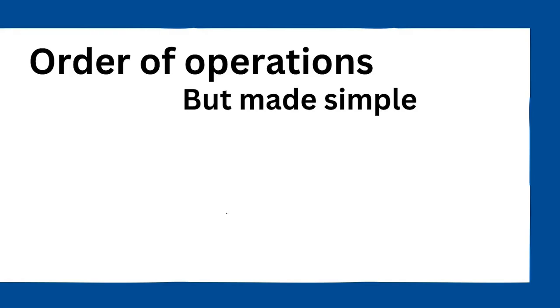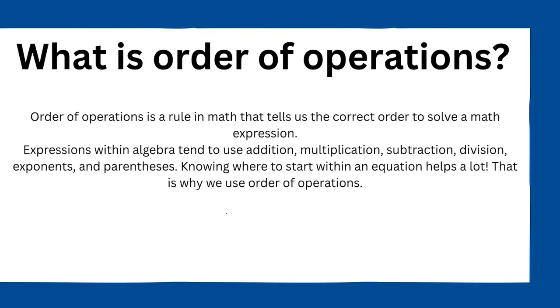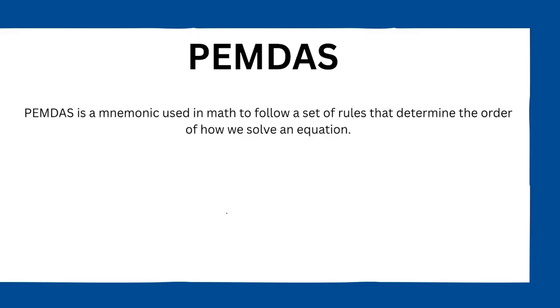Hello everyone, today we're going to do order of operations, made simple and easy and explained in depth. So what is order of operations? Order of operations is a rule in math that tells us the correct order to solve a math expression. Expressions within algebra tend to use addition, multiplication, subtraction, division, exponents, and parentheses. Knowing where to start within an equation helps us a lot. That is why we use order of operations.